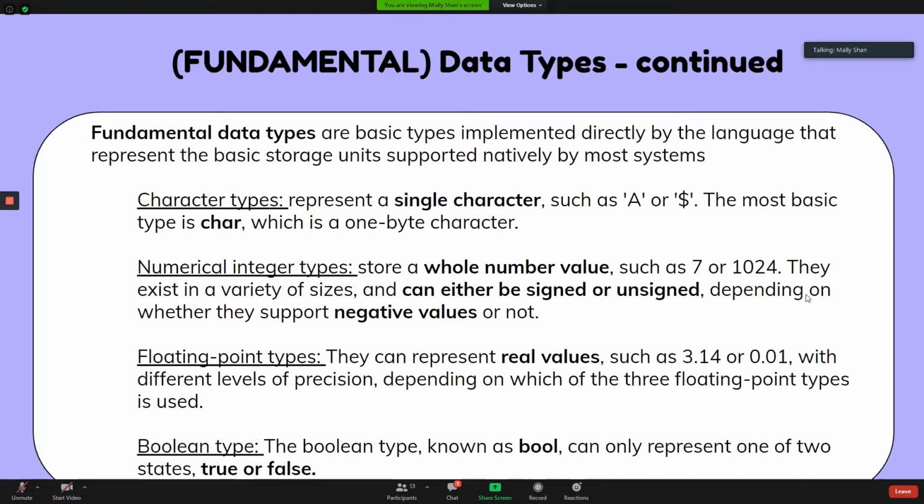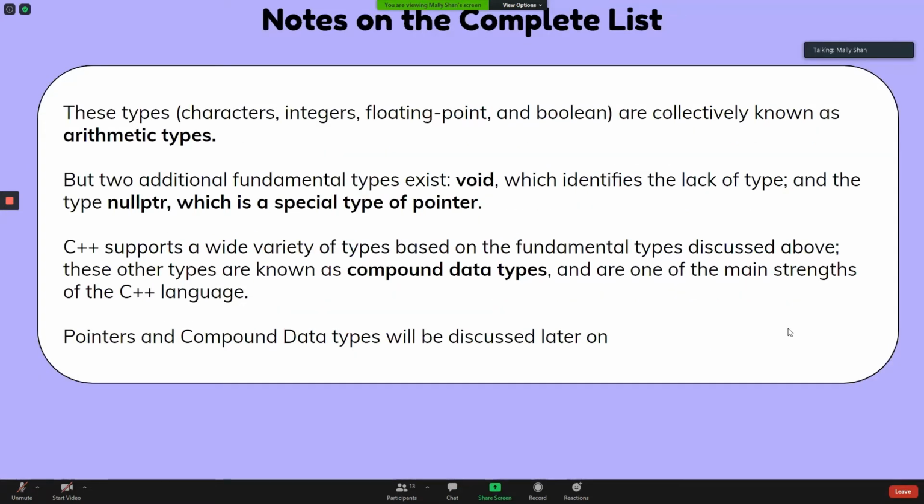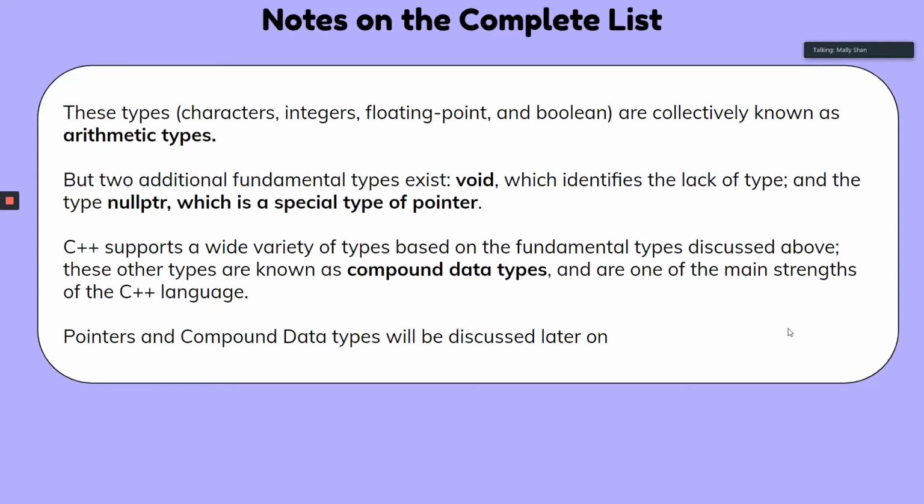So the higher precision basically refers to how many more digits you have after the decimal place. So a more precise floating point type would just have a bunch of decimals and a bunch of numbers after it. So there are two additional fundamental types that exist. Again, this is something that we talked about yesterday. So void identifies the lack of any type. So if you don't have a character or an integer or a floating point or a Boolean, that is a void because there is no data type associated with it whatsoever.